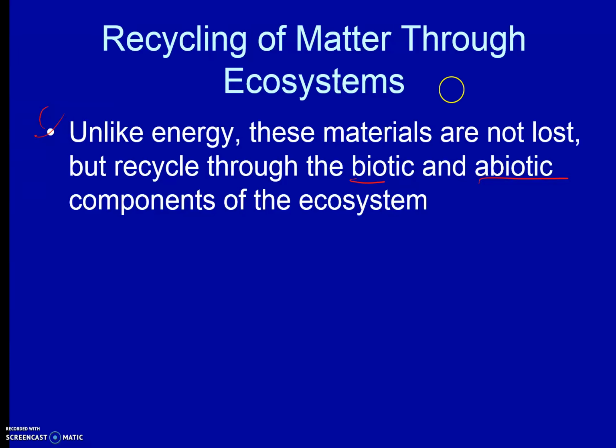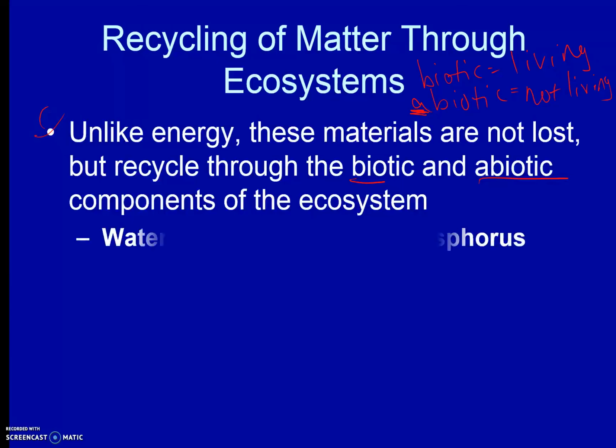From, I believe it was lesson 1, remember that biotic means the living parts of an environment, and abiotic, that Latin prefix a meaning not, non, against, or without, that means not living parts. So matter is going to be cycled through both parts, both living and non-living parts of an ecosystem.